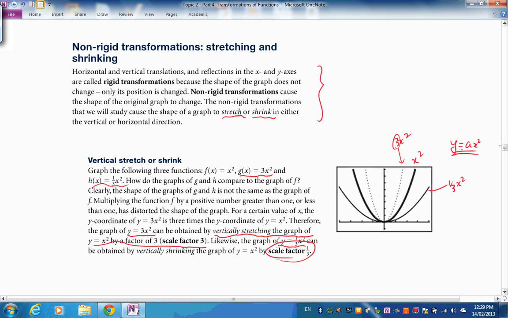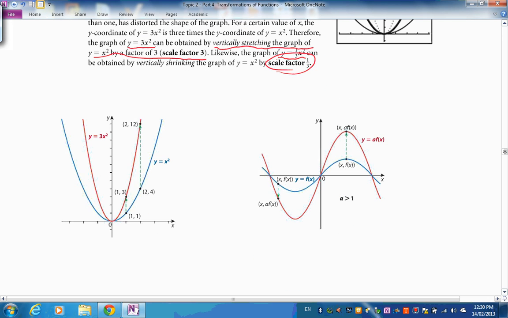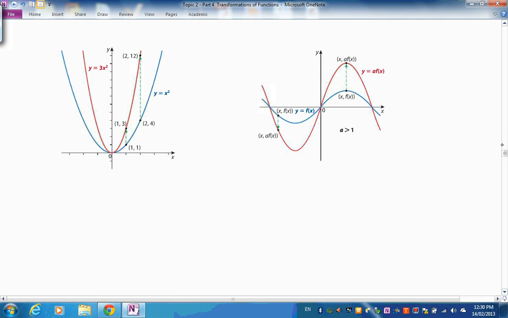So let's have a look at that now. So this is in the vertical direction. So what are we doing? We're taking a function, let's take x squared, and we're multiplying the whole function by 3. What's it going to do? Well, when x is 1, usually y is 1 on x squared. So now y will be 3. When x is 2, y is 4 on x squared. Now it'll be 3 times 4, right up here at 12. Why? Because look at that 3, multiplying the final y value by 3 will stretch all the points up.